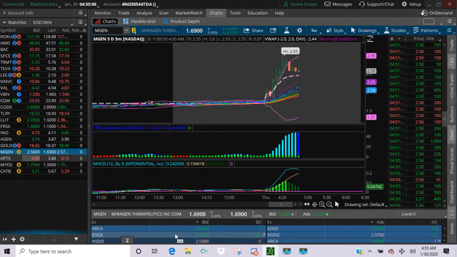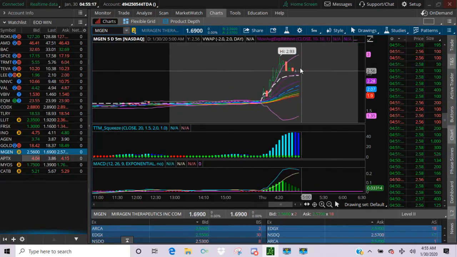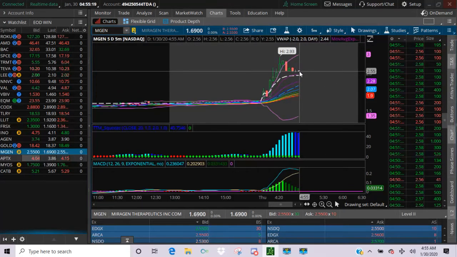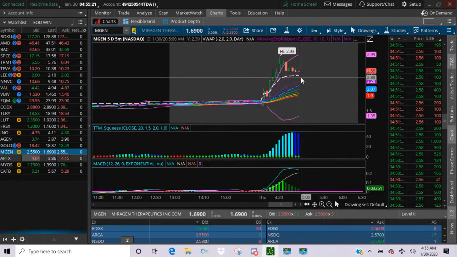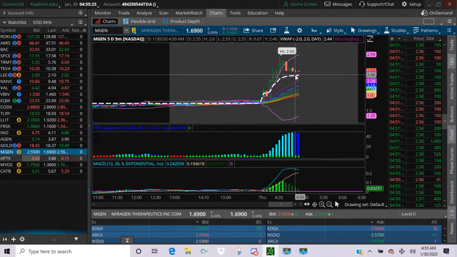You can see your level 2 down here. I do like to watch this. This helps me gauge how close bid and ask are to each other, and they're very tight. Look how tight we're getting right here. Candles and action are still well above VWAP right here. I love this for a day trade.